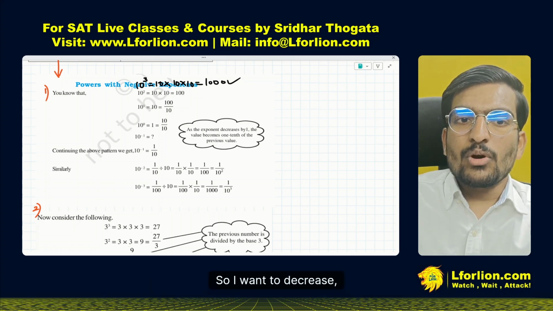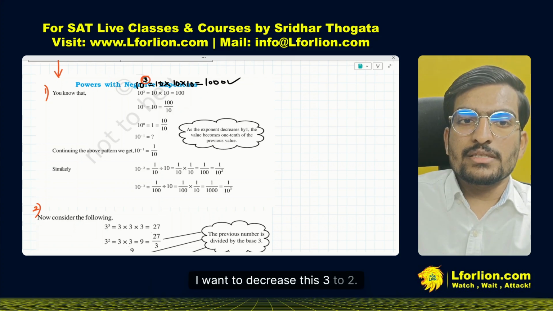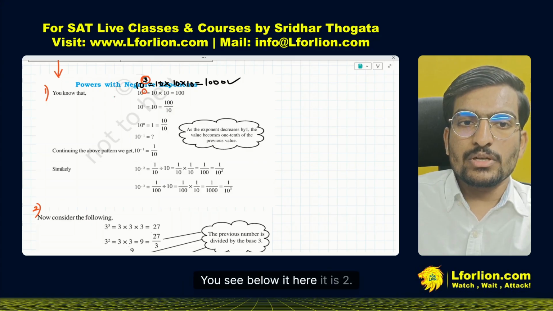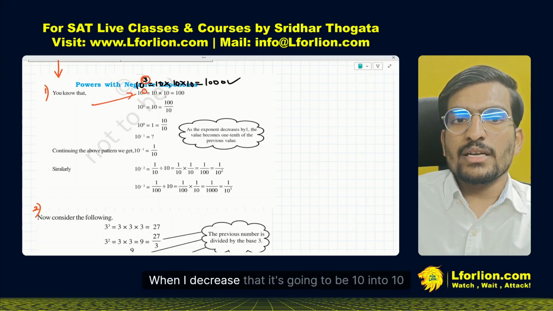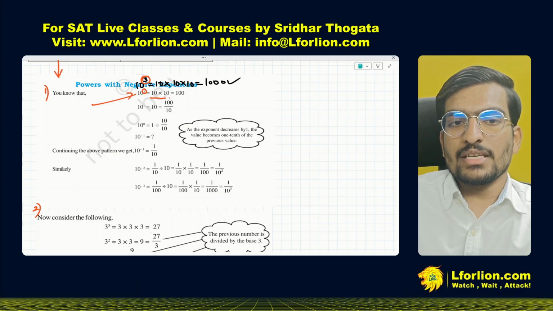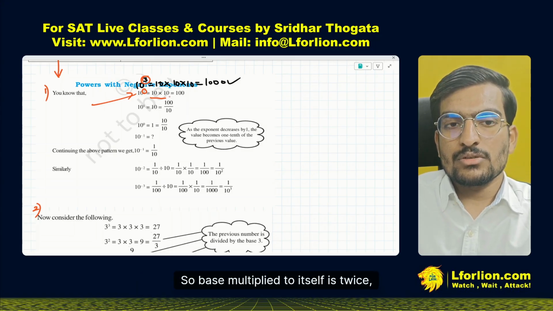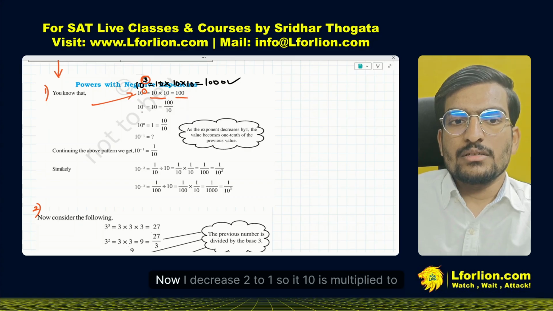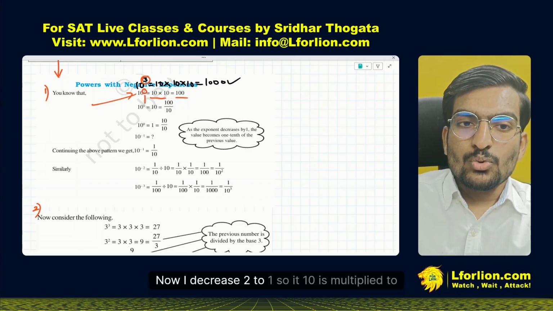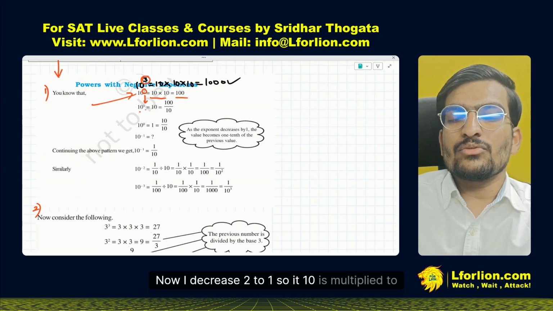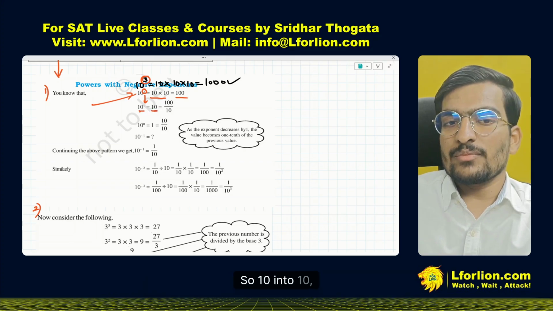So I want to decrease this 3 to 2. You see below it, here it is 2. When I decrease that, it's going to be 10 into 10, because the exponent is 2, so the base is multiplied by itself twice, that's going to be 100. Now I decrease 2 to 1, so 10 is multiplied by itself one time, so 10 into 1 is 10 itself.